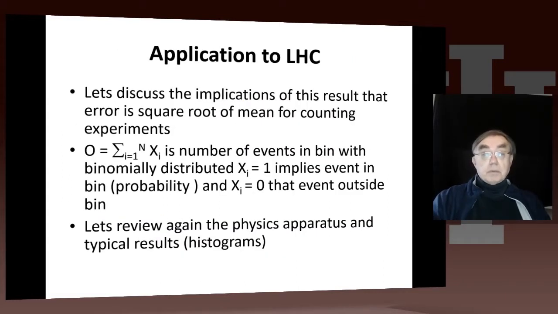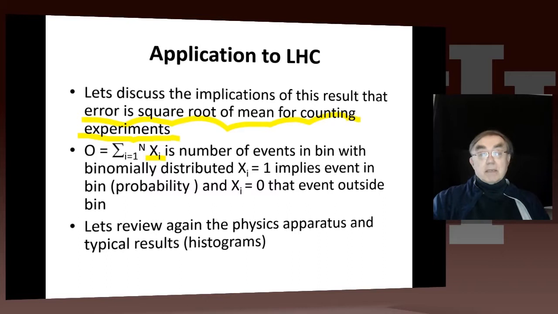So this is just a recap that the error is the square root of the mean for counting. This is really important. It's sort of trivial, but it's actually the most important things that are trivial. So this underlies everything we do. And the binomial distribution is 1 for events in the bin and 0 for events outside the bin.